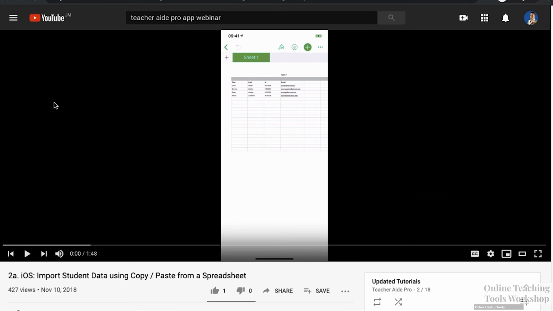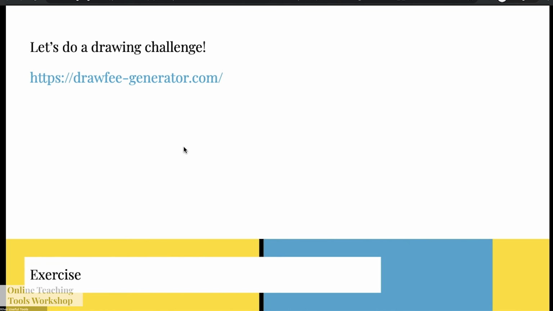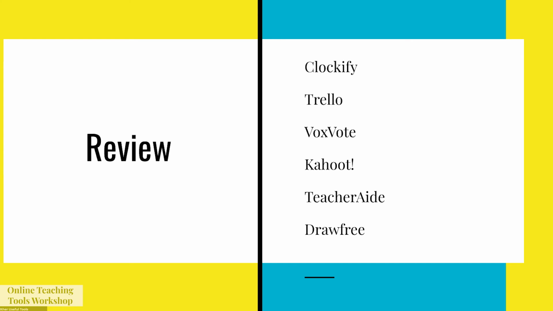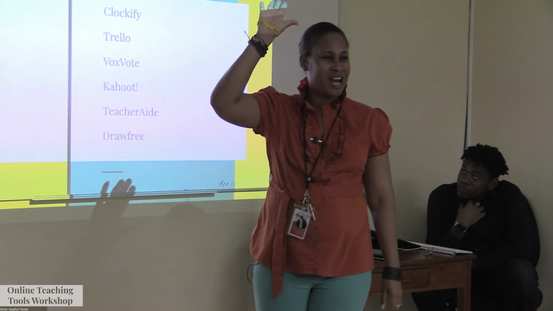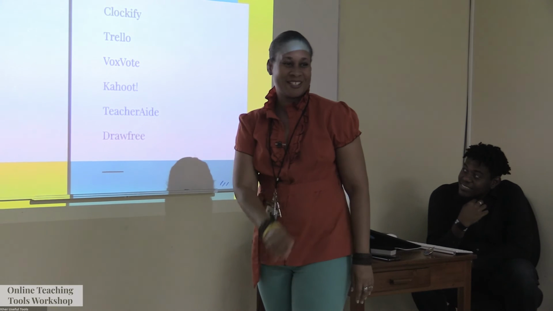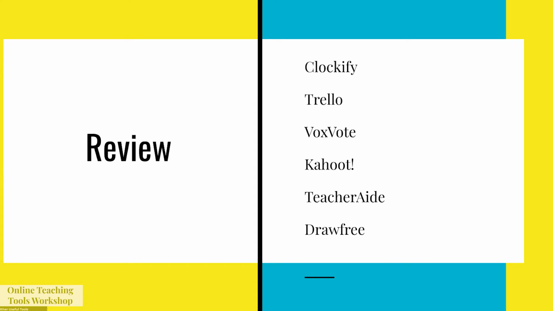So let's go back to the slides. And next, we introduced quite a few apps. I'm rounding up: Clockify, Trello, VoxVote, Kahoot. We were progressive students and figured out Teacher Aid on our own. Good job. Air high fives. And then we also looked at Draw Free.